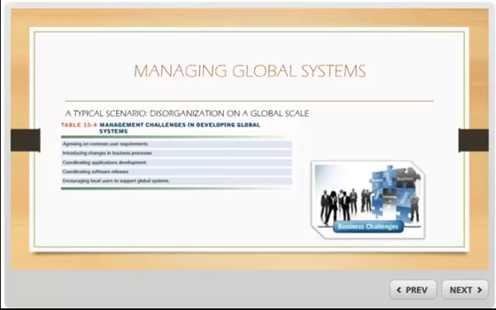Managing global systems. The principal management problems posed by developing international systems. It is interesting to note that these problems are the chief difficulties managers experience in developing ordinary domestic systems as well. But these are bigger and more complicated in the international environment.